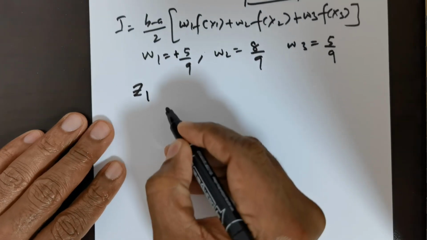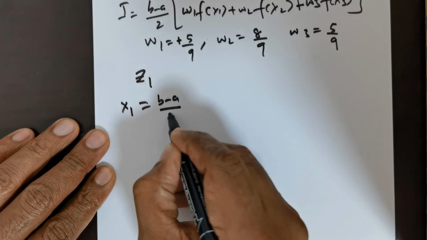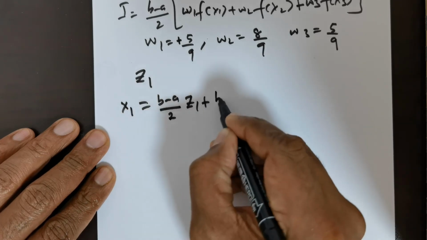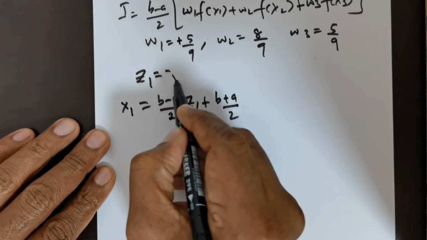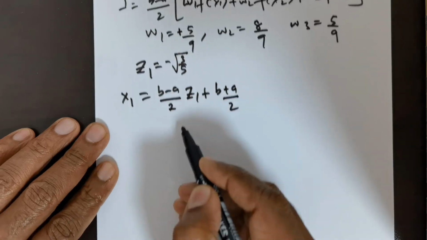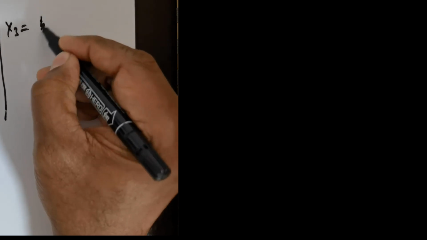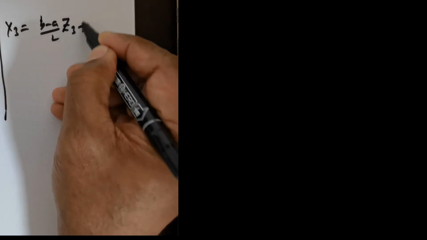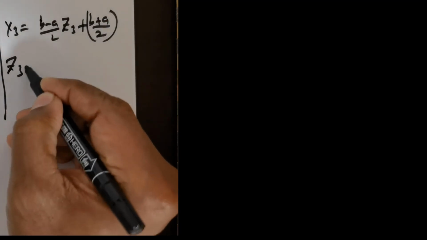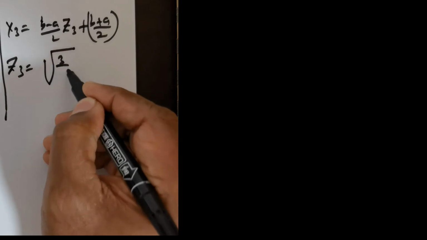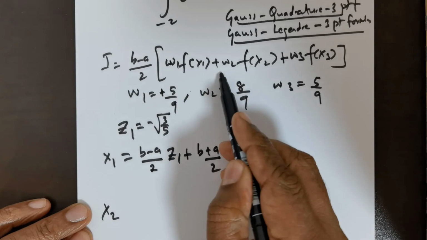Now z1 is used when we are evaluating x1. x1 is given as (b minus a) over 2 multiplied by z1 plus (b plus a) divided by 2. For this we have a z1 value of negative root of 3 over 5. My x3 is equal to (b minus a) over 2 multiplied by z3 plus (b plus a) over 2, where my z3 value is root of 3 over 5, and x2 has to be found.